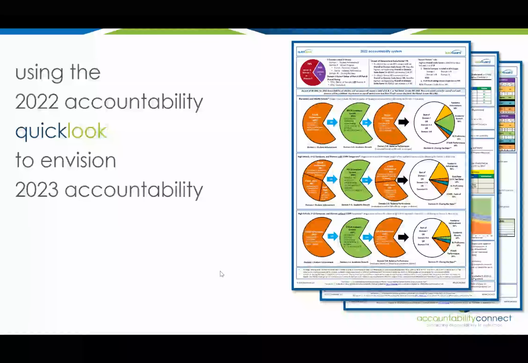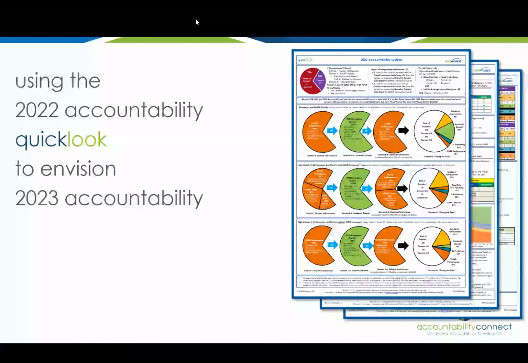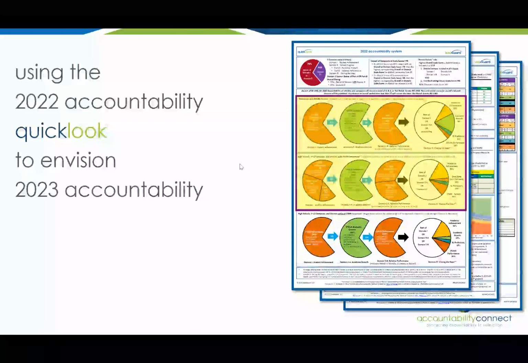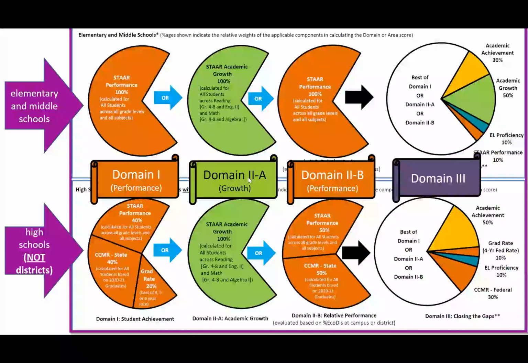So the first thing I want to just kind of point out and highlight is the big overview of our accountability system. We use this quick look, if you will, to kind of help give a visual of what makes up or comprises our accountability system. So when we spotlight the first couple of rows of this quick look, it's going to break down the two different methodologies. So along the top, we have our methodology for elementary middle school. And then for our 2023 accountability system, the high schools will follow the bottom row.